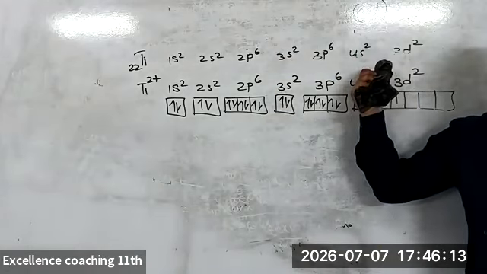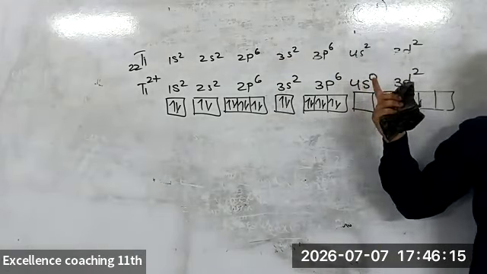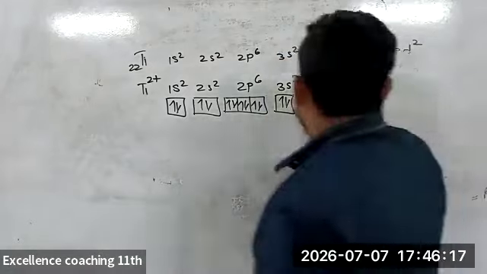First, the 2 electrons we have to remove from 4s, then from 3d. Clear? Okay.